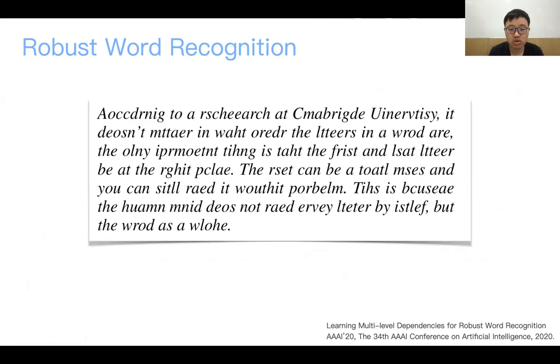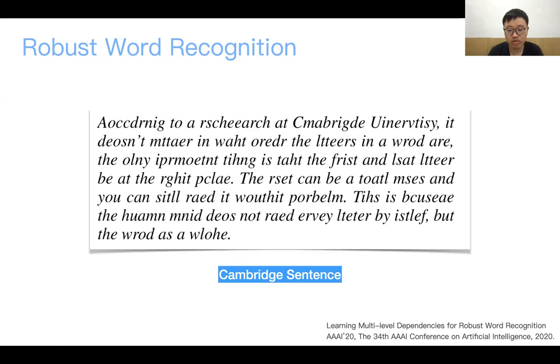For example, according to a research at Cambridge University, it doesn't matter in what order the letters in a word are. The only important thing is that the first and the last letter be at the right place. I don't want to read all the sentences, but as you can see, I can read it. But if you look at the sentence closely, you will find that every single word is spelled wrong. This is called the Cambridge sentence. According to a lot of research, people can read the Cambridge sentence, but machines cannot.